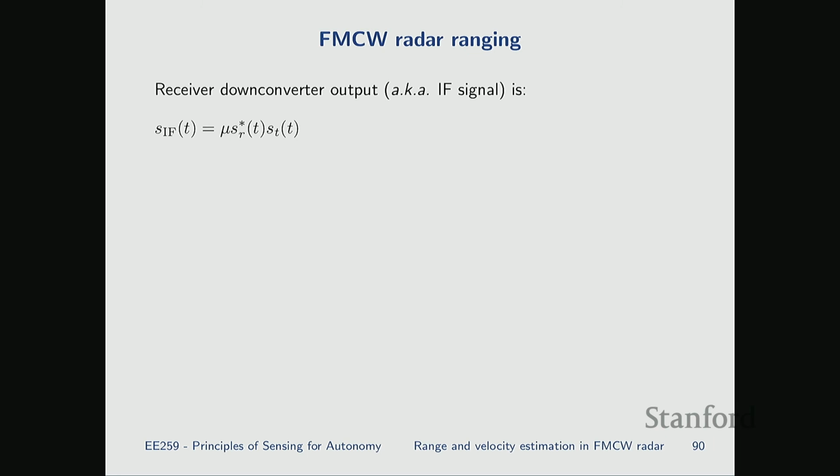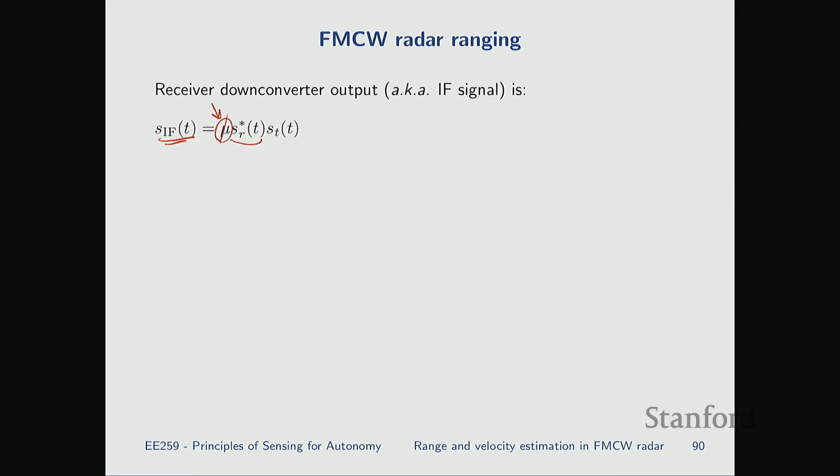Let's first see what we get out of the down converter. The down converter essentially multiplies the complex conjugate of the received signal by the transmitted chirp and extracts that delta f for you, exactly as we saw in the case of sonar. So this IF signal, which is the output of the down converter, has a mu, which you can ignore. It's just the gain of the receiver amplifier. It's just a constant, okay? If you don't like it, just cross it out. It doesn't matter by any means for our analysis, but I just included it to have a complete signal model.